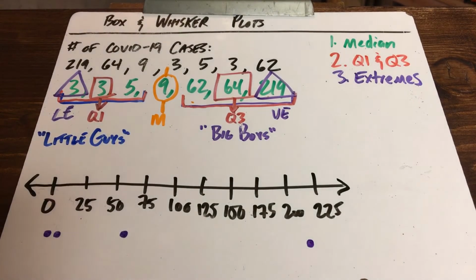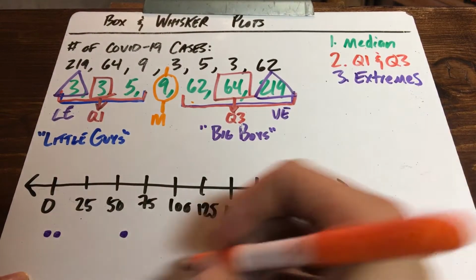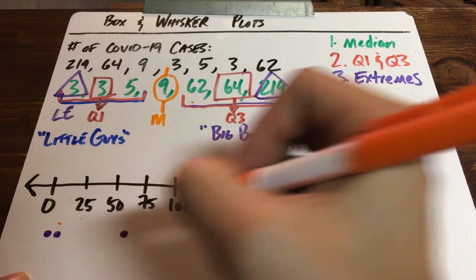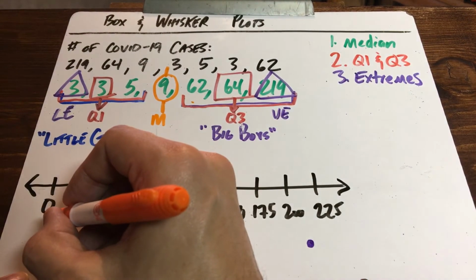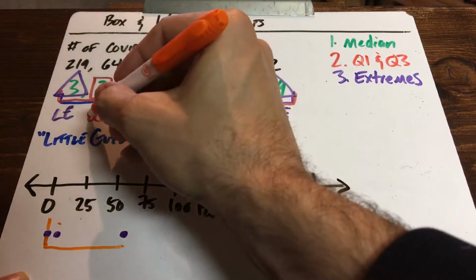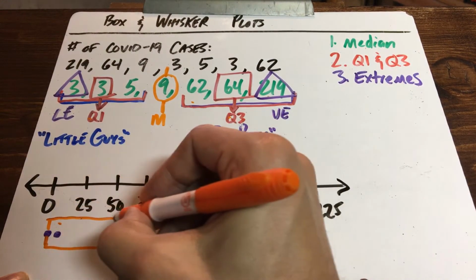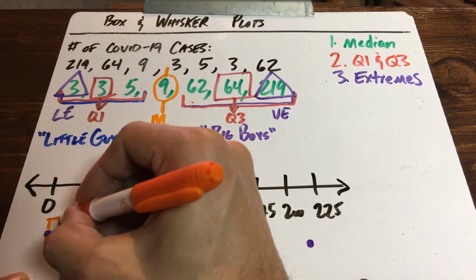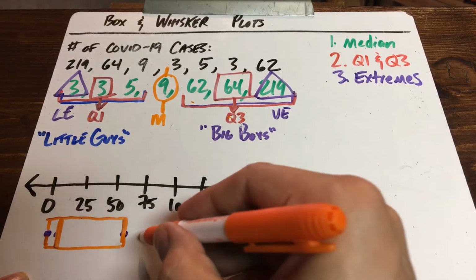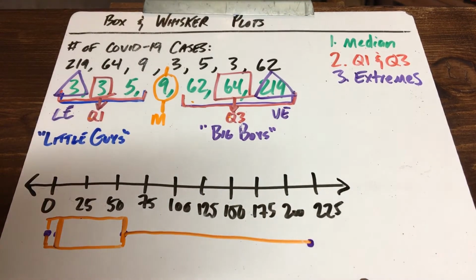So typically you have 5 dots, but we only have 4 because these 2 are the same number. So the middle 3, it's usually the middle 3. We don't have middle 3 though. The 2 quartiles make up the box, the 3 and the 64. The median, you always put a line through the median right there, and then you always make a line, the whisker goes out to the extremes.